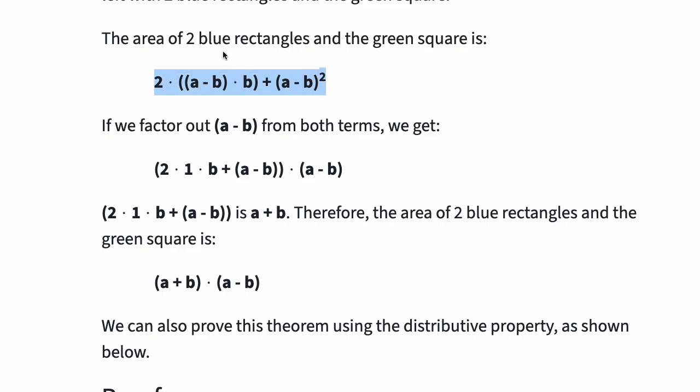If we factor out A minus B from both terms, we get (2 times 1 times B plus A minus B) times (A minus B). 2 times 1 times B is 2B. So 2 times 1 times B plus A minus B is A plus B. Therefore, the area of the 2 blue rectangles and the green square is (A plus B) times (A minus B).